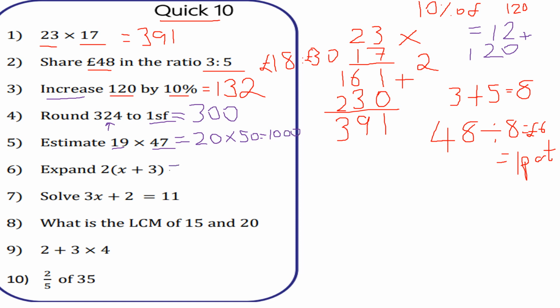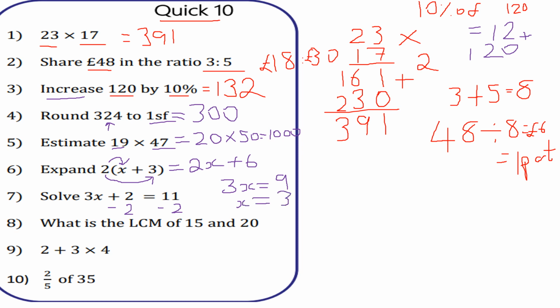Question number 6, expand this single bracket. 2 lots of x is going to be 2x, and 2 lots of 3 is going to be 6. That's expanding, or multiplying out, a single bracket. 2 times x is 2x, and 2 times positive 3 is positive 6. Question number 7, solving an equation. I'm going to subtract 2 on both sides to balance the equation. So 3x is equal to 9. Divide both sides by 3. We get that x is equal to 3.